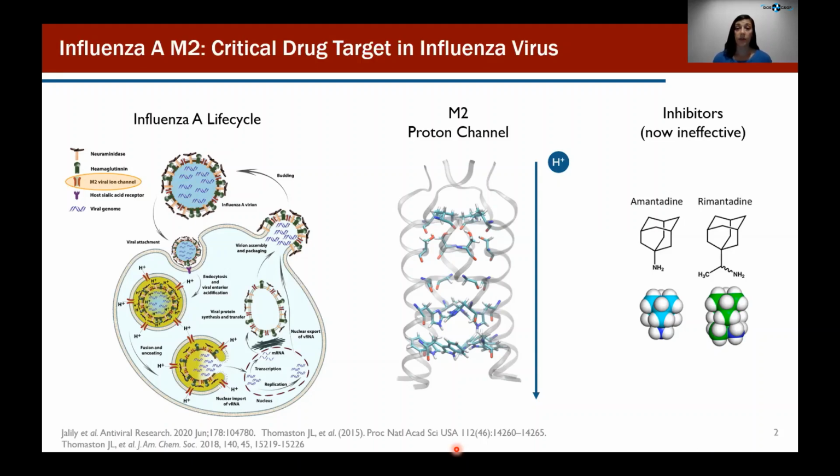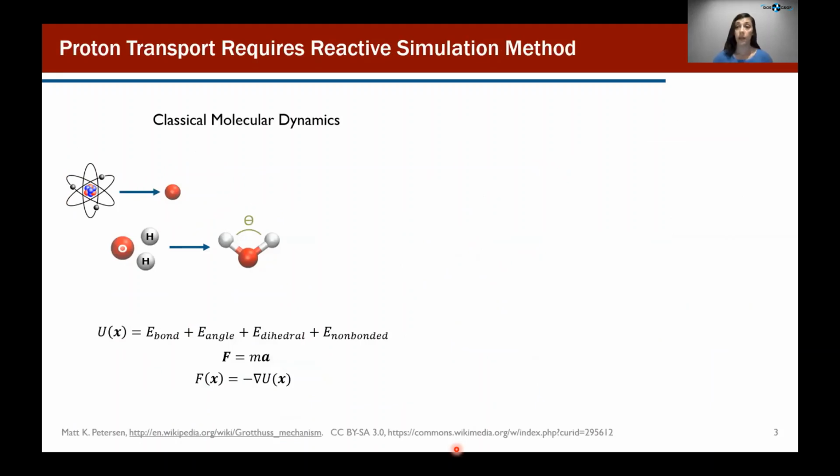Unfortunately, there are prevalent mutants of this channel that are all over the place, and these mutants are not inhibited by these drugs. So now essentially these drugs are considered useless because they're ineffective against those mutants. And because of this, that warrants the continued study of this channel to further understand its mechanism, so that new drugs can be designed for these mutants. And so to study this, we're going to use a variant of molecular dynamics.